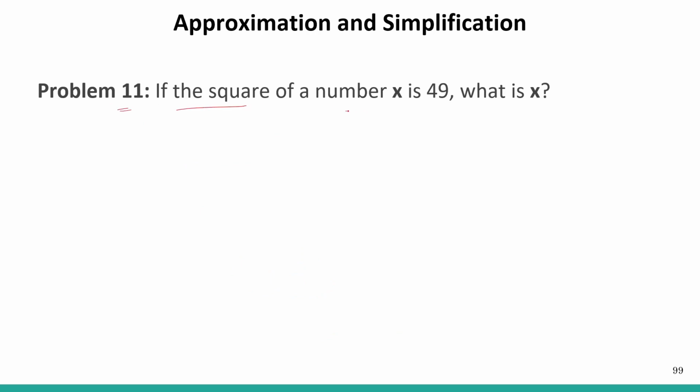So if the square of a number x is 49, okay, if x square is equal to 49, so this implies that what is x? So x is equal to what? We can use the concept of quadratic equations. Right? So how we can use it? We can use the Sridharacharya formula.